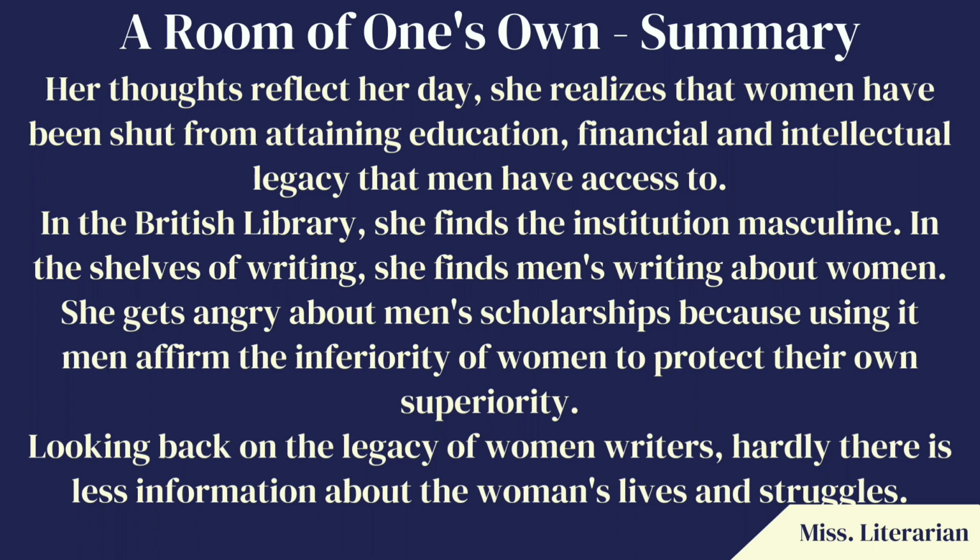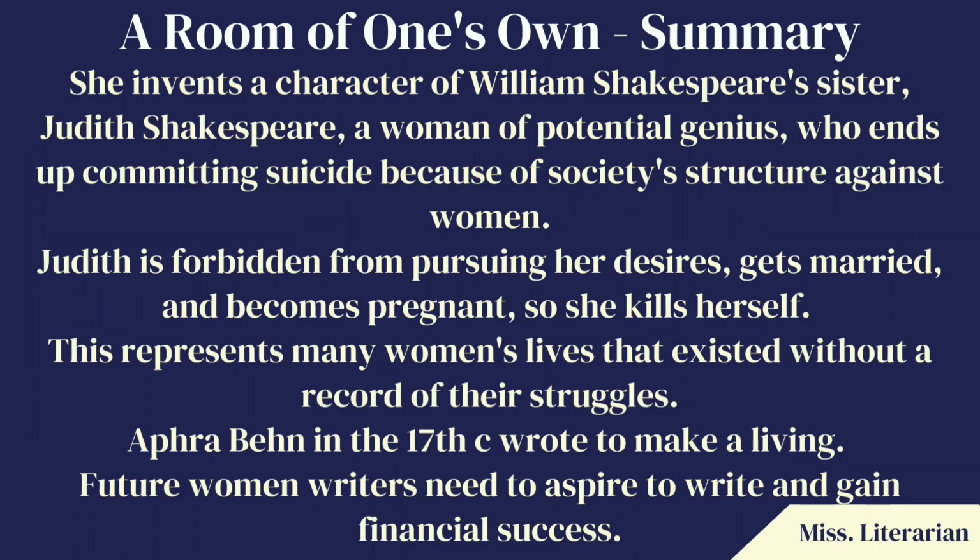Looking at the legacy of women writers in the past, the narrator could hardly find any women writers, so she invents the story of William Shakespeare's sister, who is named Judith Shakespeare. She is a woman of genius and great potential, but she is never able to write a word, and she ends up committing suicide because of how society is structured against women. Judith is forbidden to pursue her desire, and then she gets pregnant and kills herself.